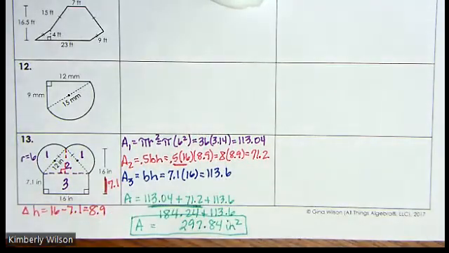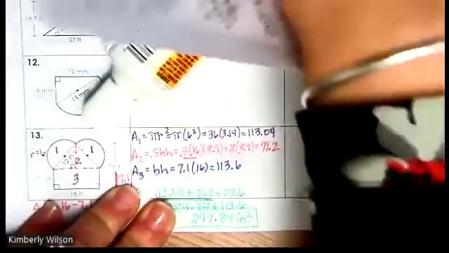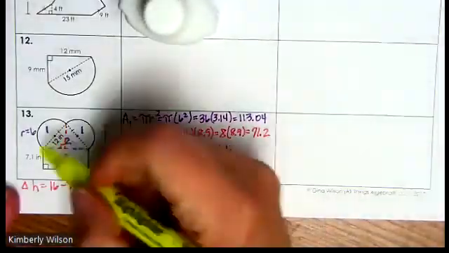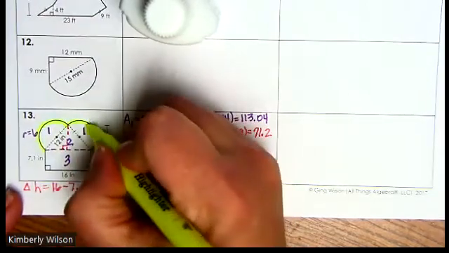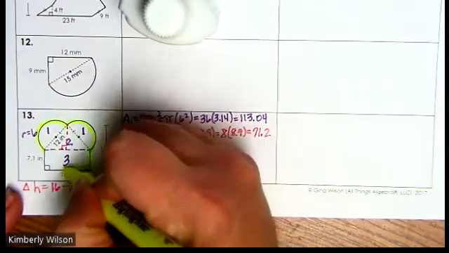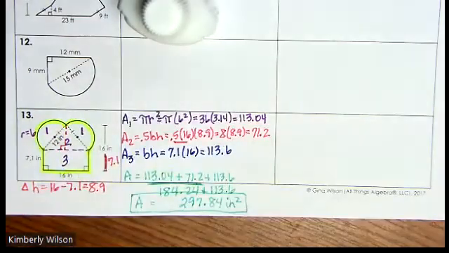That's finding the area. Now we find the perimeter. Now, what we have to remember here is we're just doing the outline. My highlighter, it's buried. We just want the perimeter. That means I'm just wanting this outside edge. I don't need to worry about the inside.